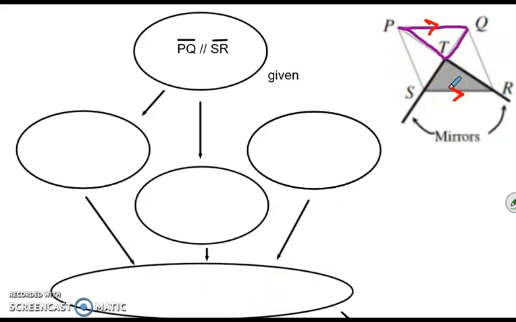So the shape itself is a rhombus, and we're starting off with the fact that we have a set of parallel sides. Can we prove, based on the information, that the triangles really are congruent? So draw the flowchart diagram, and then fill in the information. And when you're done with your proof, turn the video back on.